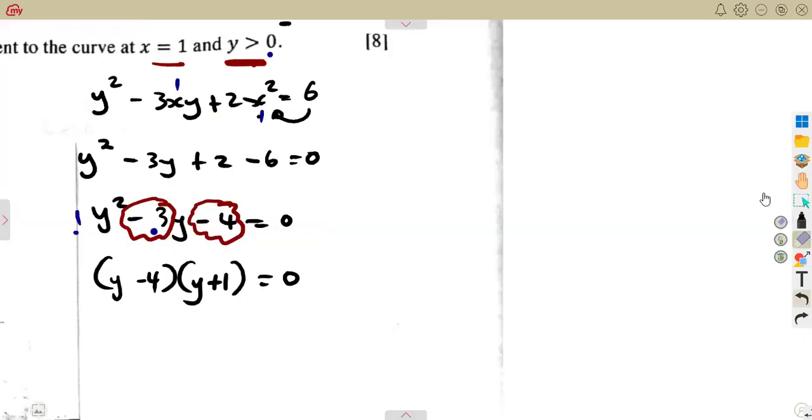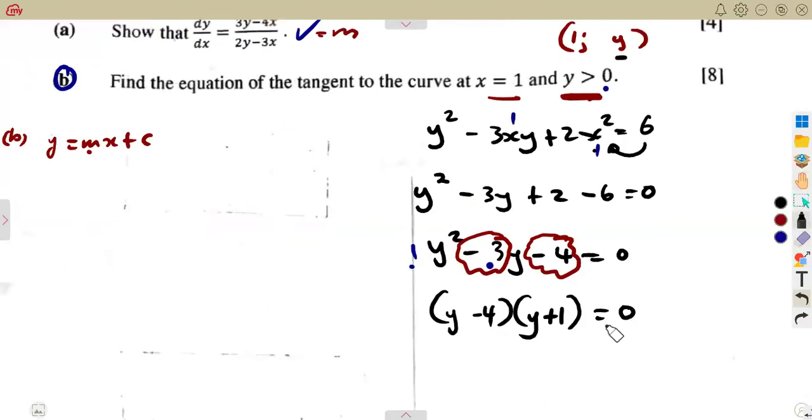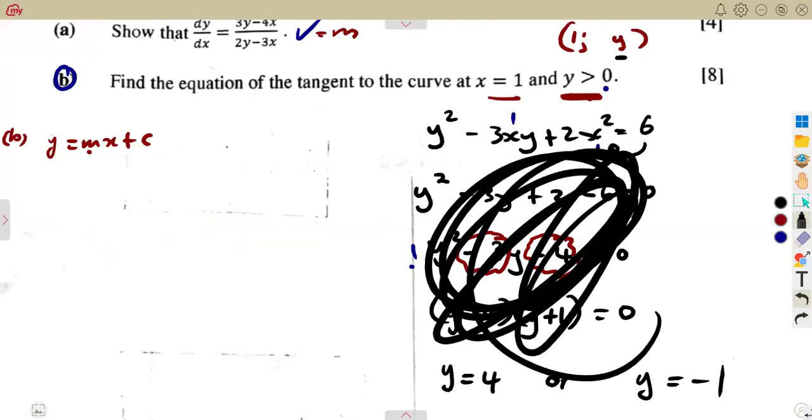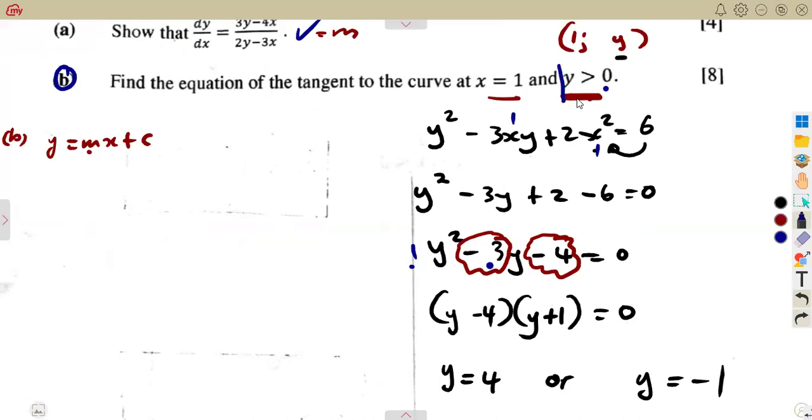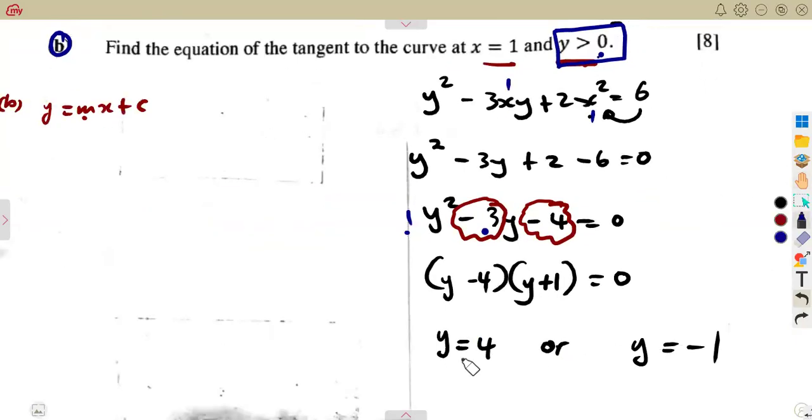Now we can determine the y values. From the first bracket, moving to the other side, y is equal to 4, or the other one, 1 to the other side becomes a negative, y is equal to a negative 1. They gave us a condition because they knew that there are two possible values of y. But y is supposed to be greater than 0, so you must compare which one is greater than 0. So y cannot be -1, but y is going to be 4 according to the condition. So the y that we are going to take is the 4.